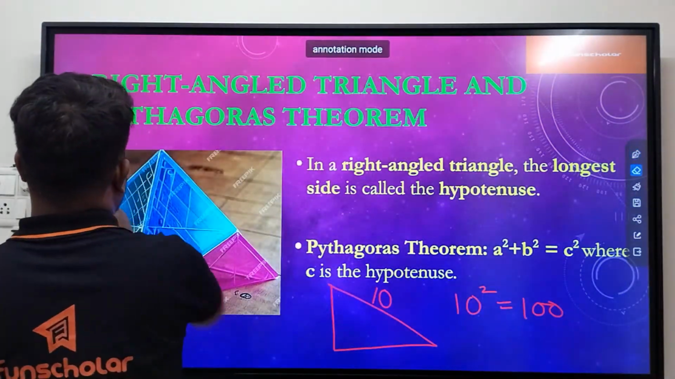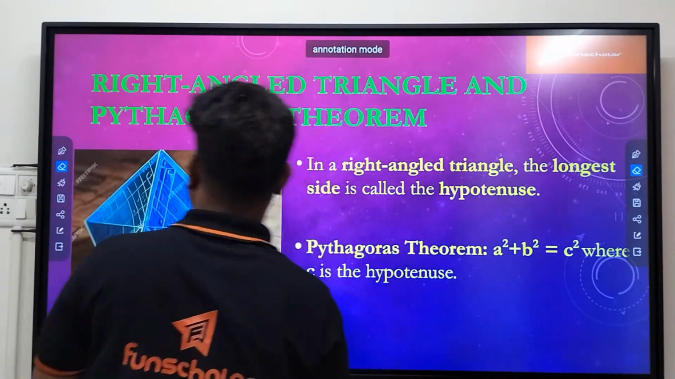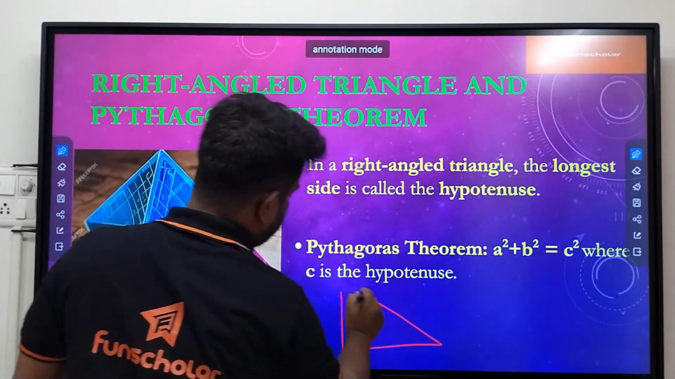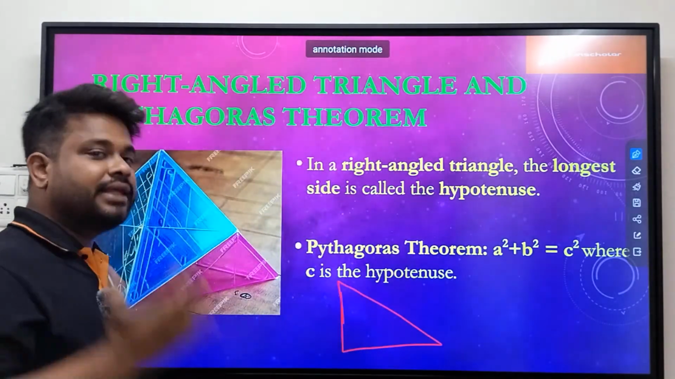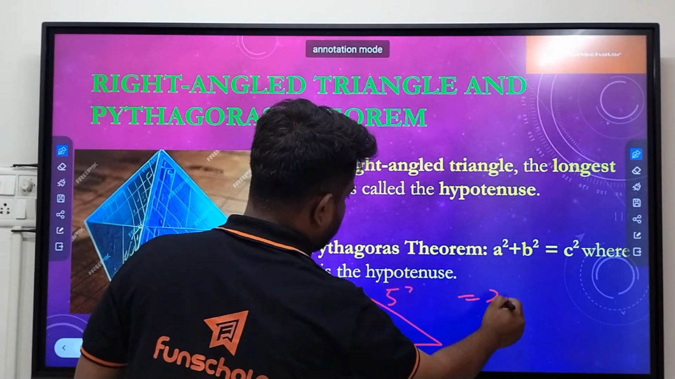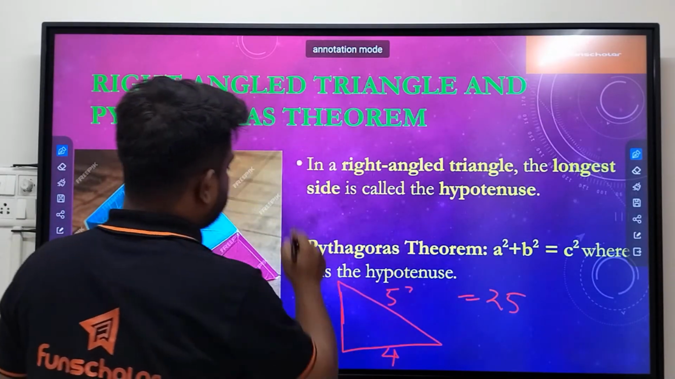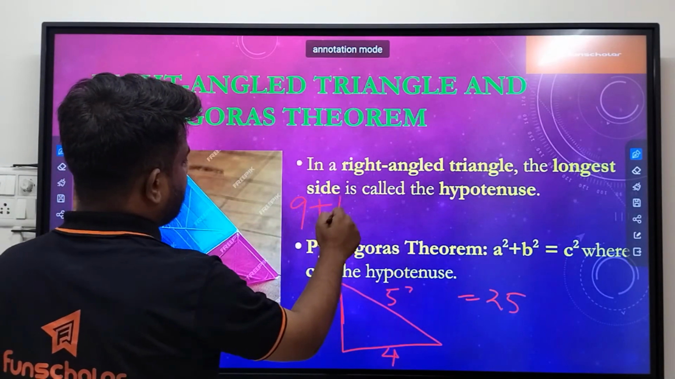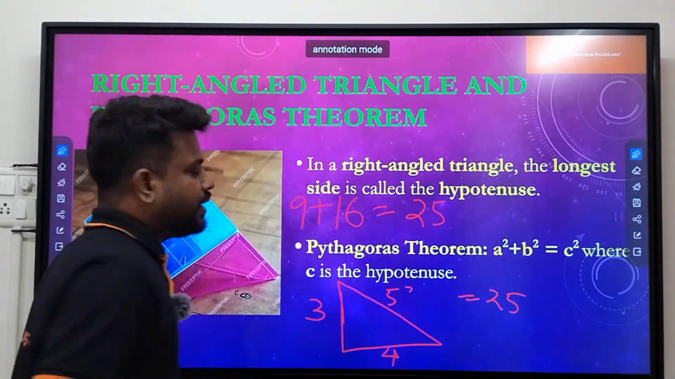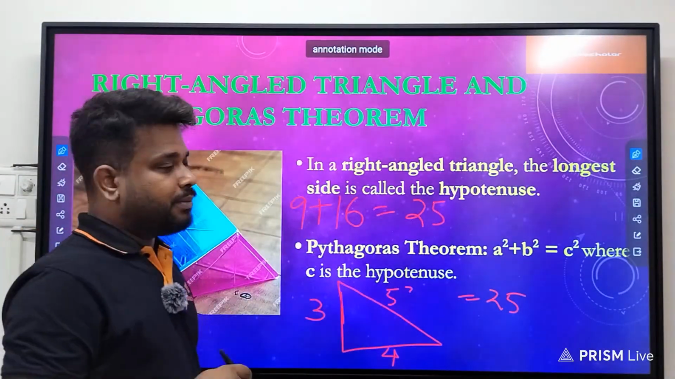Okay, take it as 5. I am just making it a whole number, but you guys can try it with any number. If you take 5, the square of 5 will be 25, and if you take 3 and 4, the square of 3 will be 9 and the square of 4 will be 16, so the value will be 25. I have taken these because they are all whole numbers.